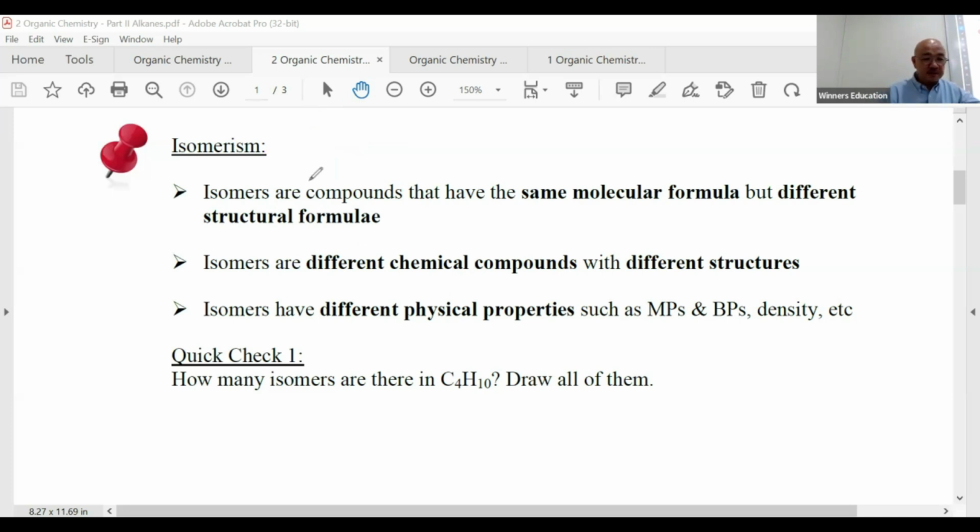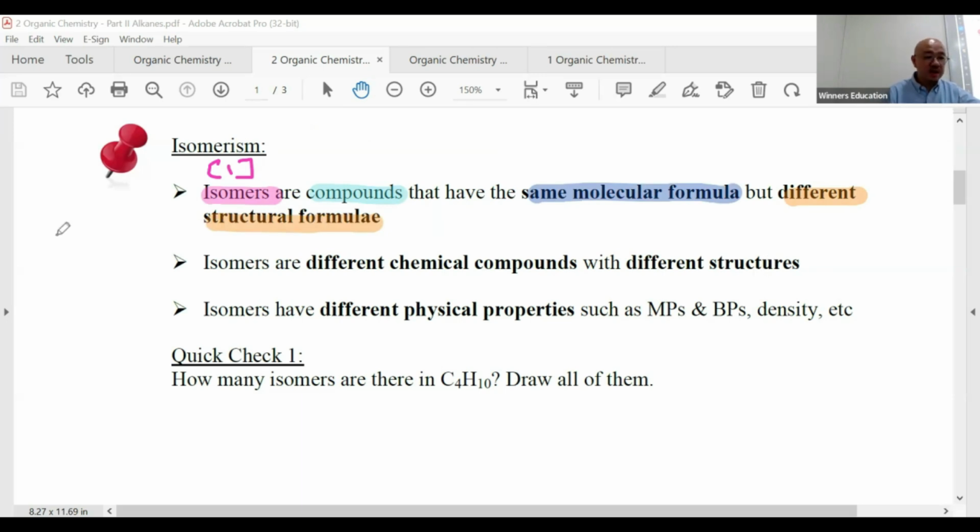I would like to give you 1 mark first. They ask you to define isomers. What are isomers? Isomers are organic compounds, or you can just say compounds is fine. They have the same molecular formula, but they have different structural formulae, plural, because there is more than one.